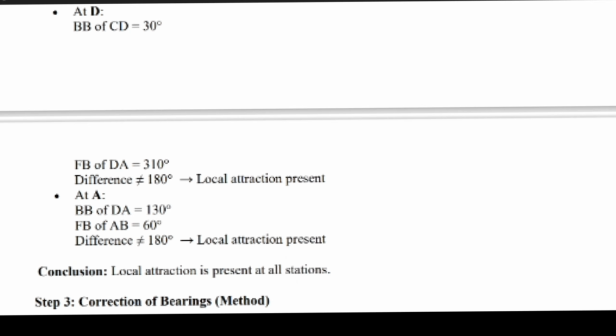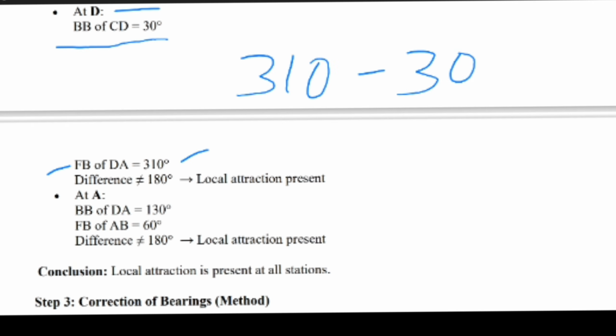Same way, coming to the point D, back bearing of CD is 30 degree, forebearing of DA is 310 degree. If you do 310 minus 30, the difference is not equal to 180 degree, so local attraction should be present here also. Same way, go for B, forebearing and back bearing, you have to check it.